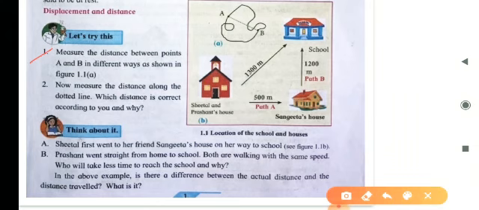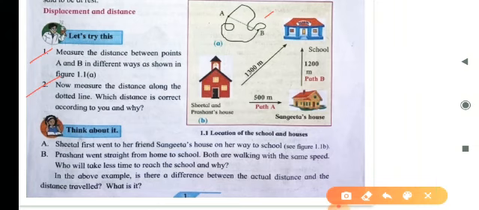Now, second question. Now measure the distance along the dotted line. Which distance is correct according to you and why? So, it depends upon the path taken. From A to B is the shortest distance. The dotted line shows the shortest distance. Now, let us see about the next figure 1.1b.